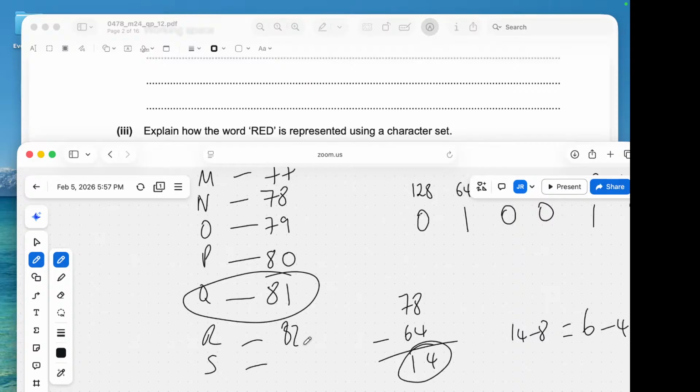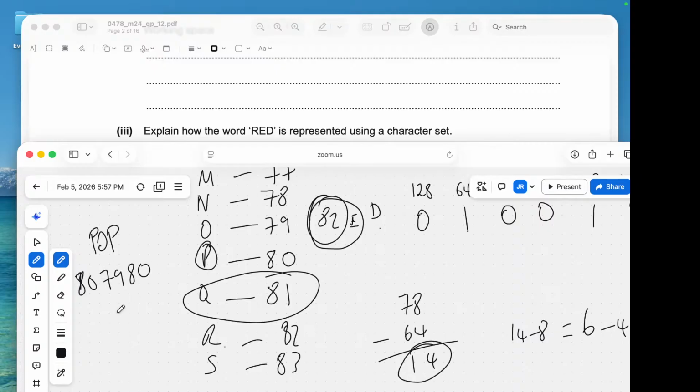So we've got 82, 83. So it would store 82, or the binary equivalent, then whatever E is, and then whatever D is in the ASCII code. So it's storing the unique binary or denary number for each character in the order that they appear. So if we had, for example, POP, it would store 80, 79, and then 80. So that's what they're getting at.